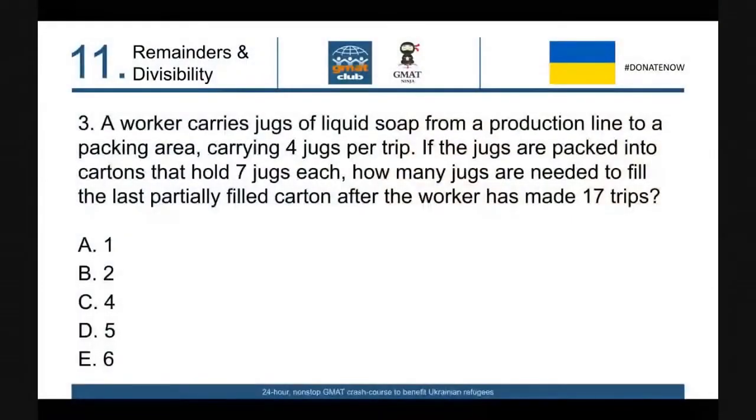All right, so here's the question again. A worker carries jugs of liquid soap from a production line to a packing area, carrying 4 jugs per trip. If the jugs are packed, I'm sorry, I'm starting to slur. That's the fatigue. Jugs are packed into cartons that hold 7 jugs each. How many jugs are needed to fill the last partially filled carton after the worker has made 17 trips?